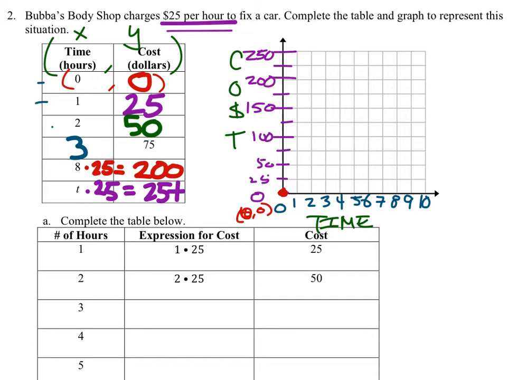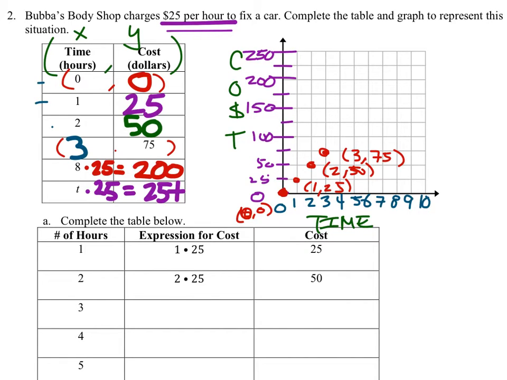Then the next one is 1 hour for $25, so we got (1, 25). And then we got (2, 50), so (2, 50), there we go. Then we got (3, 75), that's this next one. So we can see already a pattern in the graph. It'll go up 25 and then to the right one, $25 for every 1 hour.